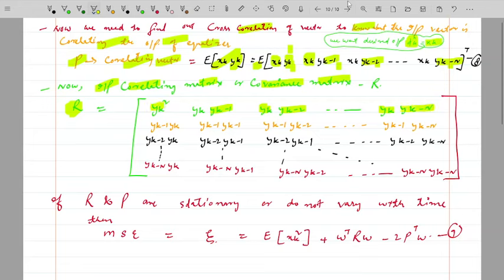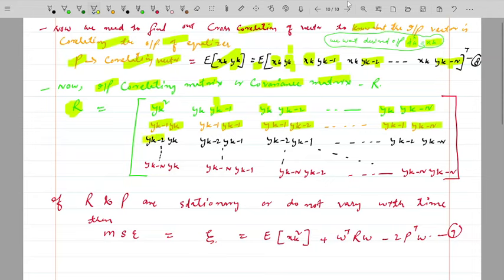Now in the next row, after y of k, that is y of k minus 1, the second one is shifted here. y of k minus 1 is multiplied with the whole input vector y of k, then y of k minus 1 is multiplied with y of k minus 1, then with y of k minus 2, up to y of k minus 1 multiplied with y of k minus n. Basically, each component one by one is multiplied with the whole y of k input vector.